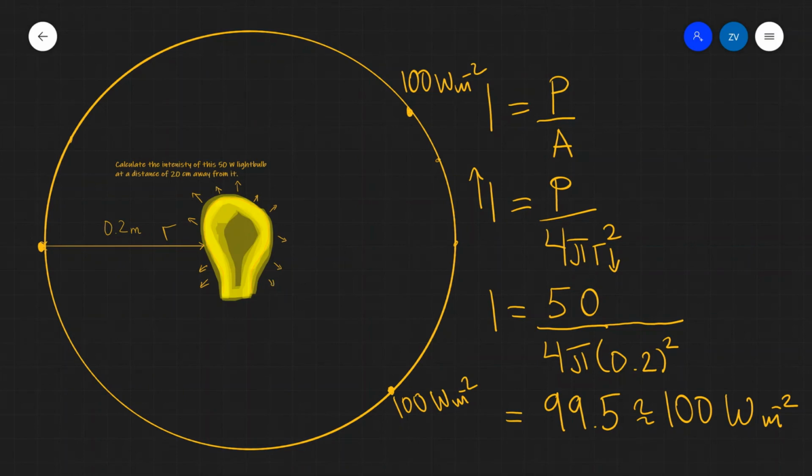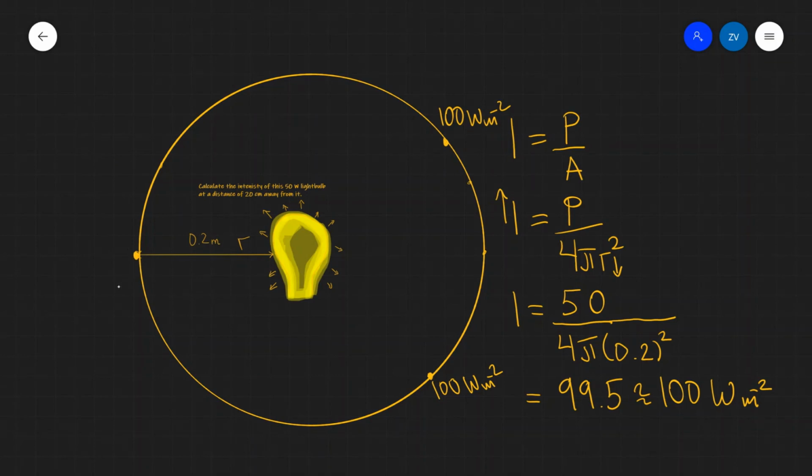Additionally, on the other hand, if we were to bring the point further away, so let's say we expand it up to here, the intensity is going to decrease. That's because I is directly proportional to 1 over r squared.